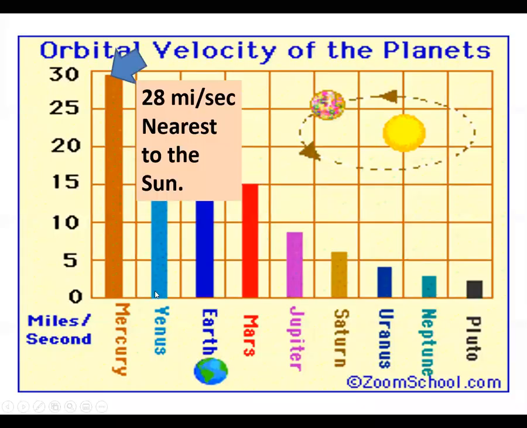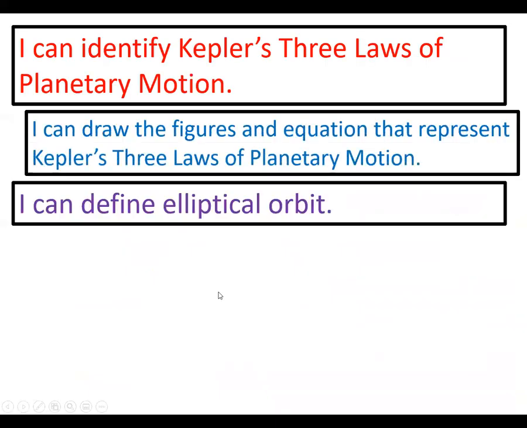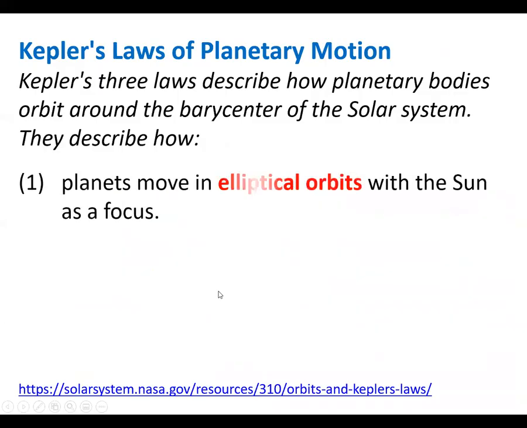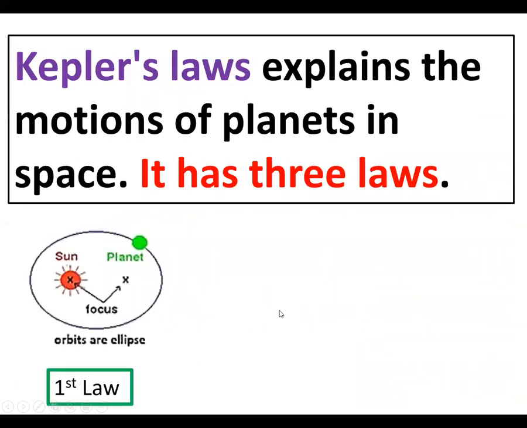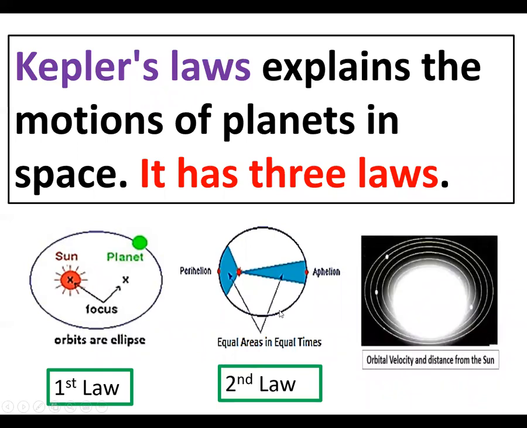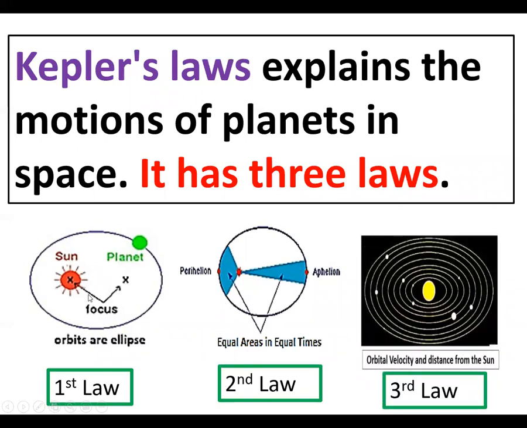Just to further review, let's go back to the very first one. Kepler has three laws. First law, elliptical orbits. Second law covers the same area of space in the same amount of time. Third law, a planet's orbital period is proportional to the size of its orbit. The third law is a combination of the first and second law. And the figures that you have to remember about the three laws are here. Elliptical orbit, equal areas in equal time, and the law of harmonies.